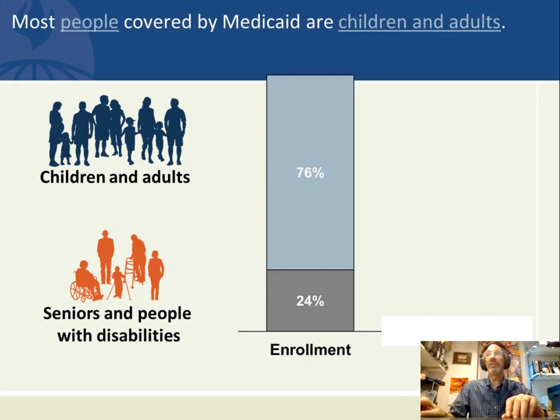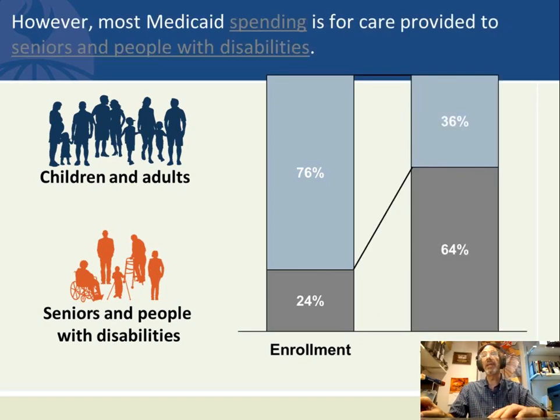But when you look at the dollars spent, being a senior or a disabled person is much more expensive. And so the money goes 64% to the seniors and disabled and 36% to the low-income children and adults. That's just a matter of how expensive it is to be a senior or in a nursing home or to be a disabled person.